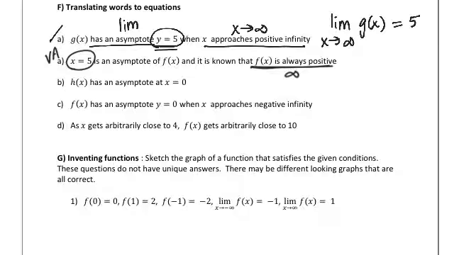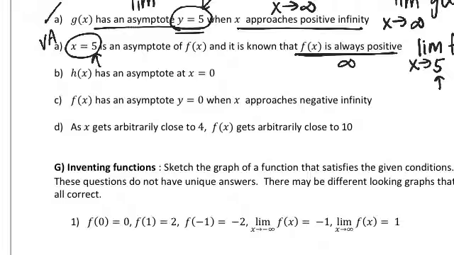Because f is always positive. So we can say the limit of f of x as x approaches 5 is infinity. In a vertical asymptote, it's the arrow number that's this, right? In a horizontal asymptote, it's the limit. In the vertical asymptote, it's the arrow number. As x approaches 5, the limit approaches infinity.